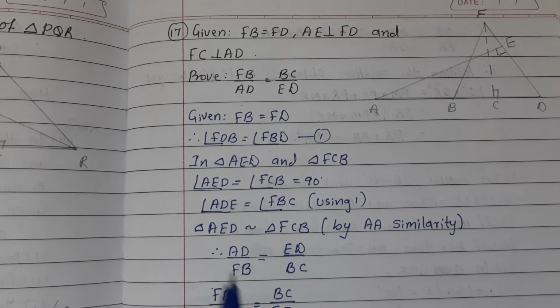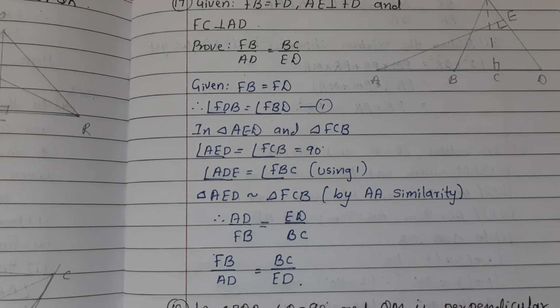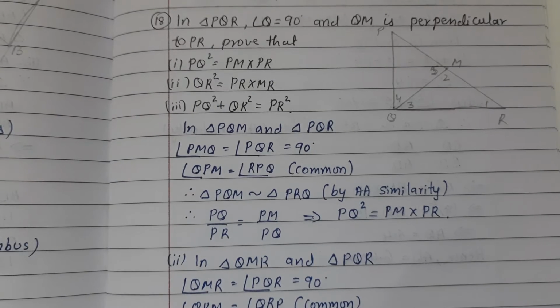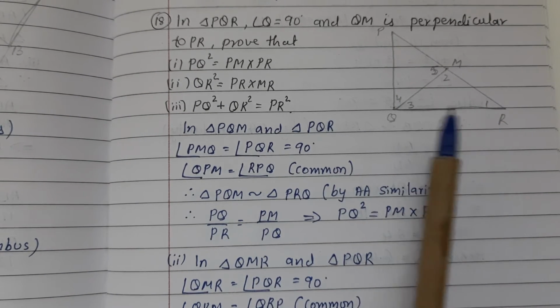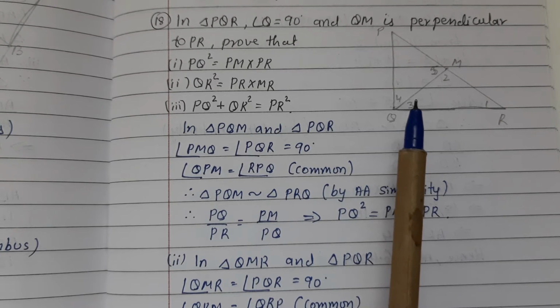Therefore sides are proportional. AD upon FB is equal to ED upon BC. Therefore FB upon AD is equal to BC upon ED. Hence proved. Sum number 18. In triangle PQR, angle Q is 90 degree.